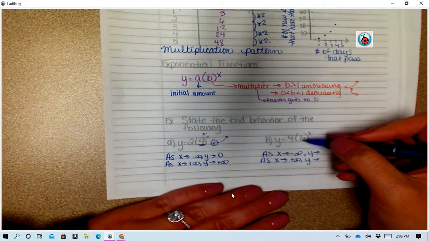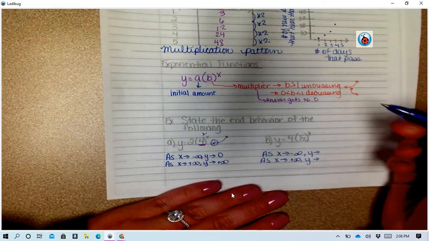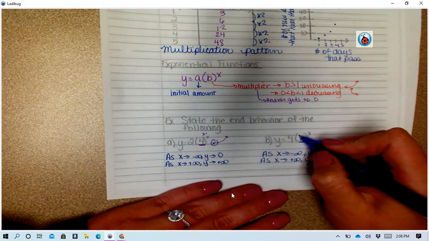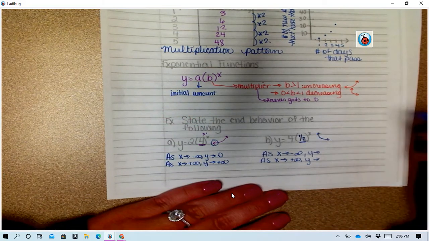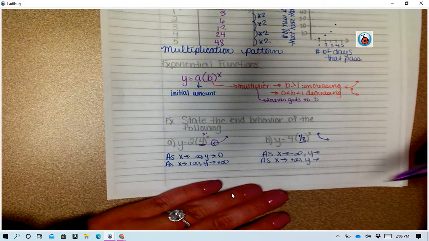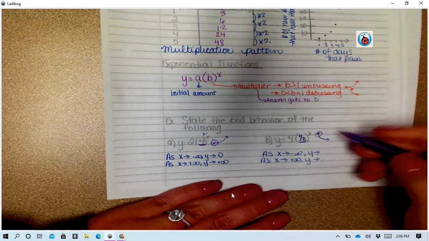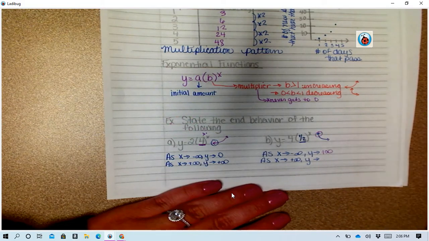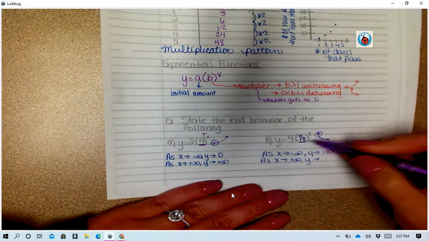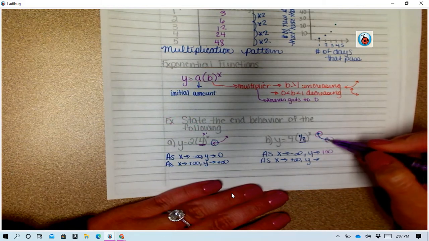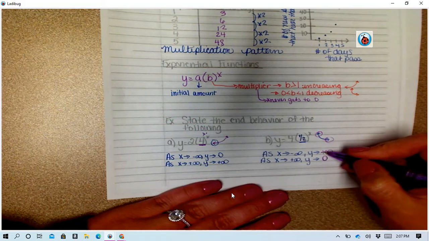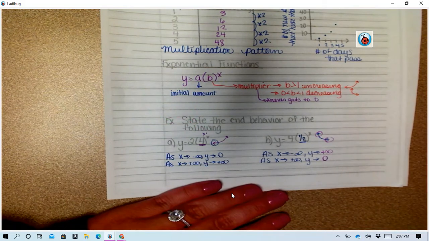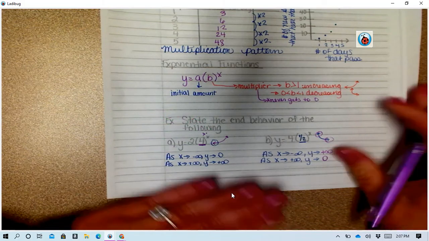Y equals 4 times 1/2 to the x. How do you know if it's increasing or decreasing? This 1/2 right here is smaller than 1, so it's going to be decreasing. So as x goes to the left, this arrow points up, so y goes to positive infinity. And over here, as x goes positive, your arrow just keeps going. It never goes negative, so it just approaches 0. Okay, so make sure you have that for exponential functions.